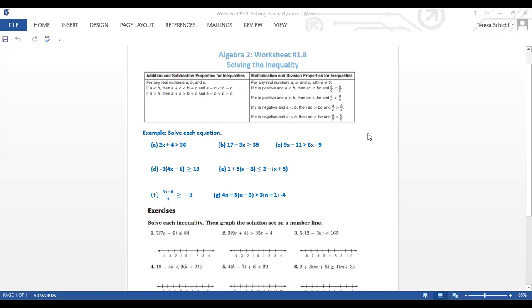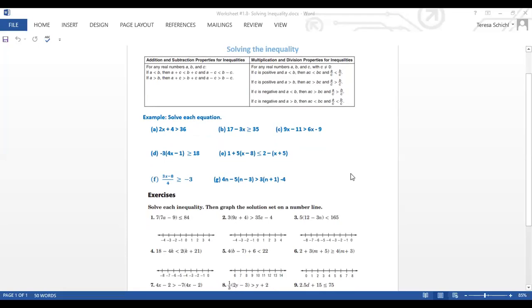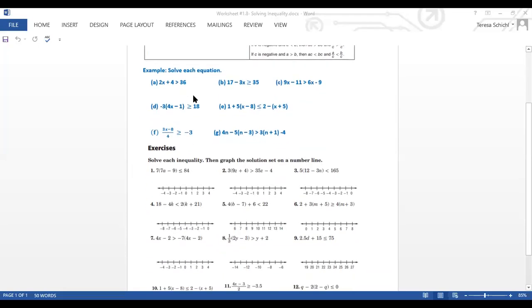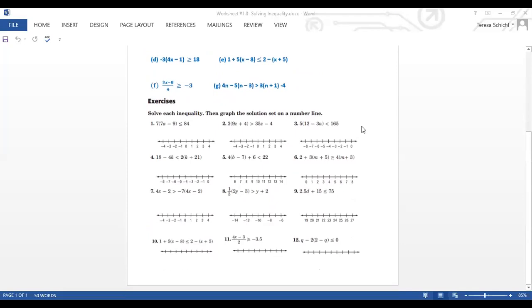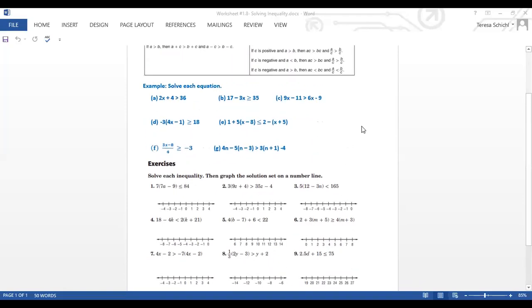As always, I give you a little summary table here about inequalities. I'm also going to work seven problems in this worksheet, highlighted in blue. The remaining problems are for you to practice. Remember, practice always makes you better at math. So that's our worksheet. Now let's go to the whiteboard and start the lesson.